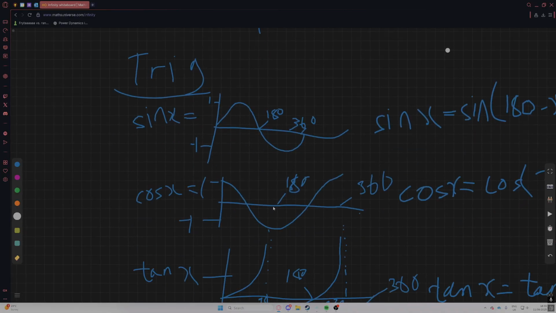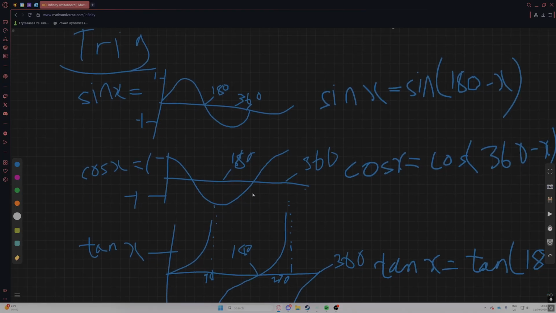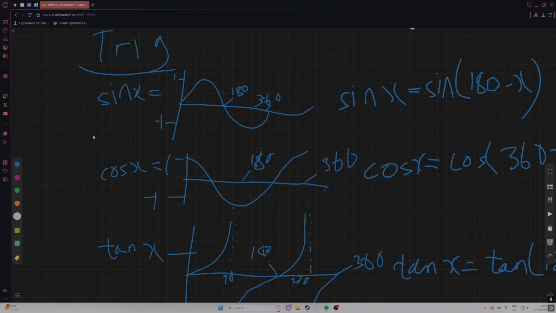Right, last topic, we have trig. This further trig stuff does catch a lot of people off, so we'll go maybe a tad bit slower. So firstly, we have sine.